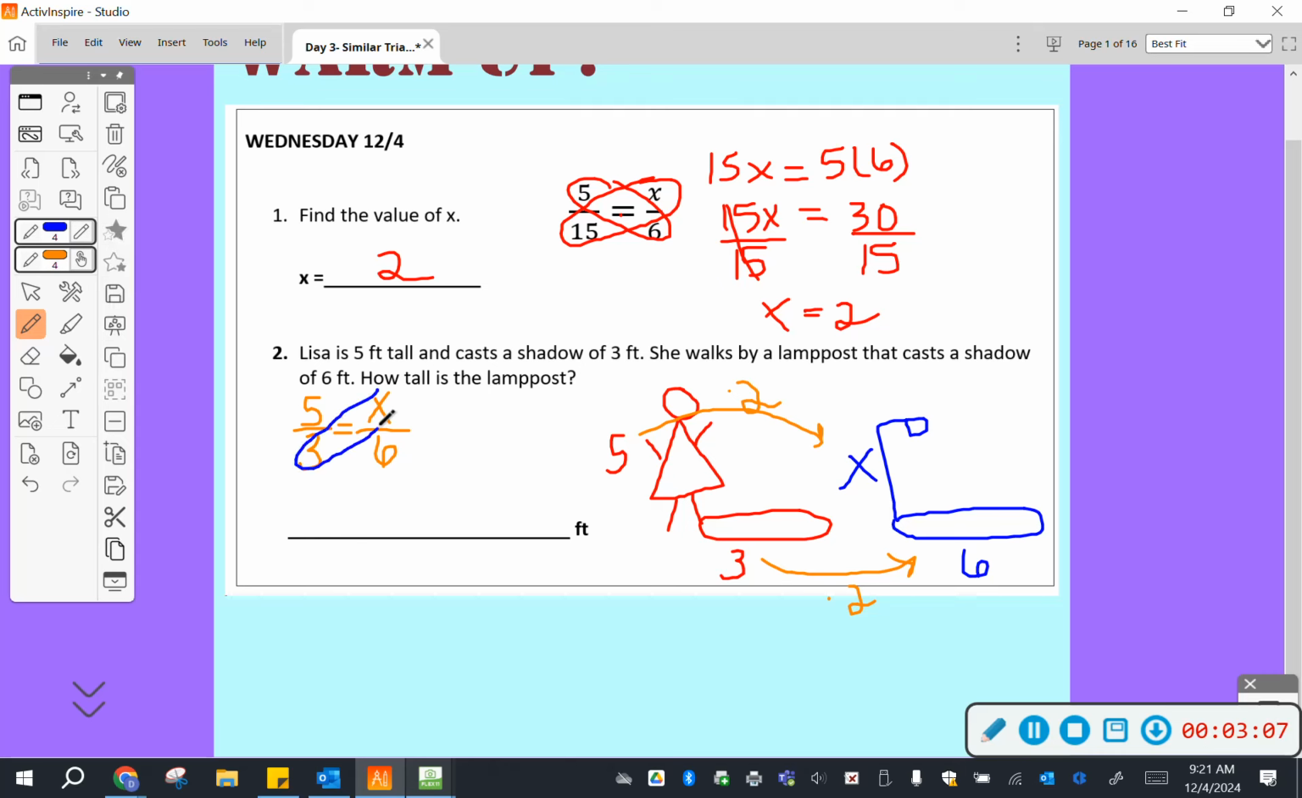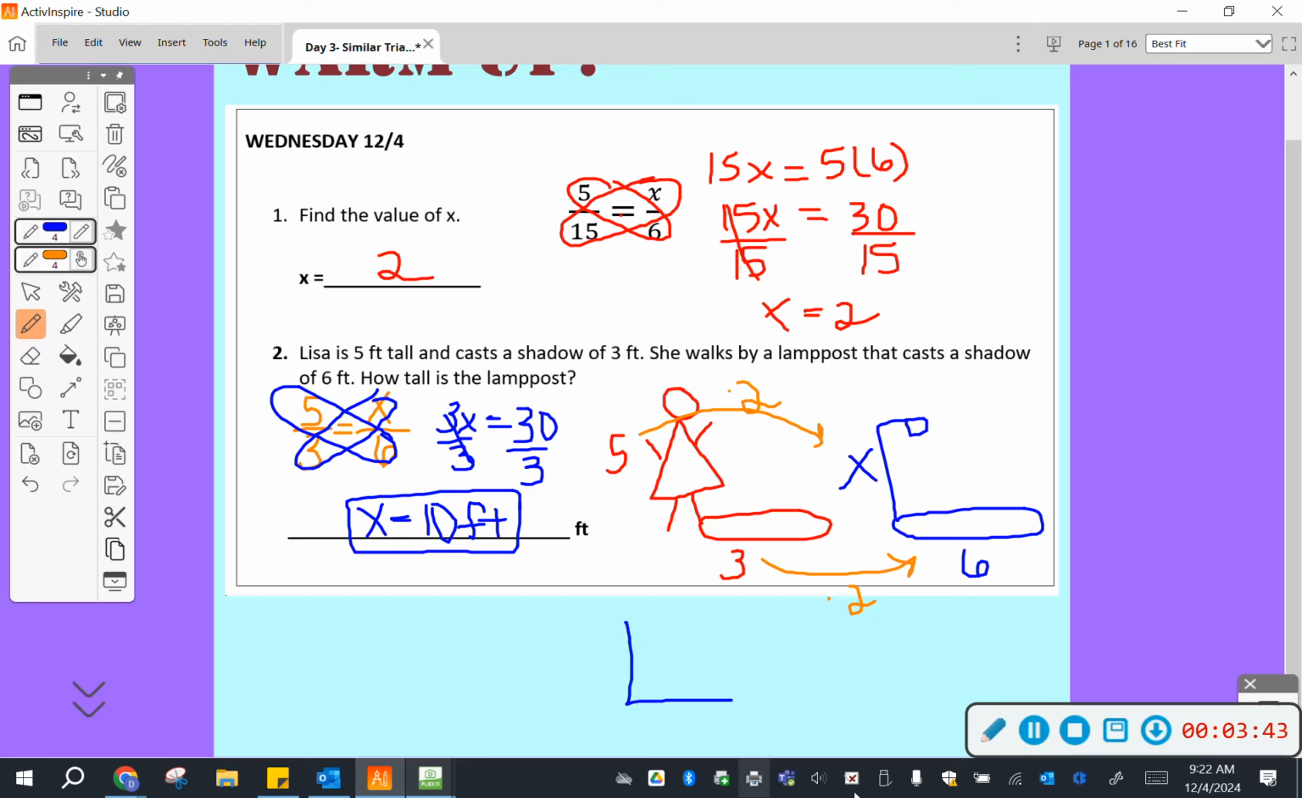So I can still cross multiply and I get 3x equals, what's 5 times 6 again? 30. How do I get x by itself? Divide by 3. And what is 30 divided by 3? 10 feet. Please write one of these methods down. You have to have something or else you don't get credit. And you don't have to draw the picture. You could easily just put a line and a line for the person and the shadow. I just like to draw pictures.